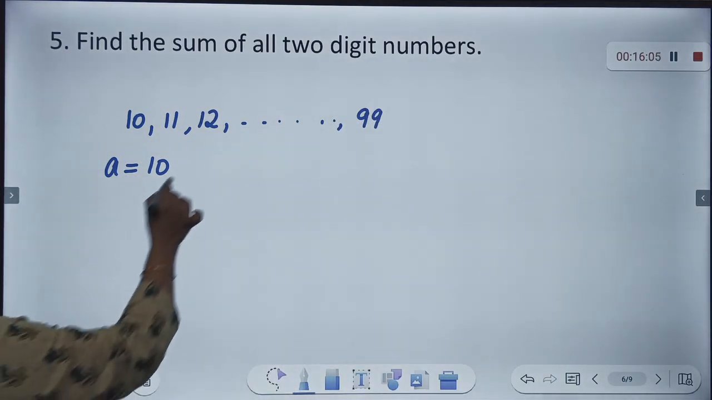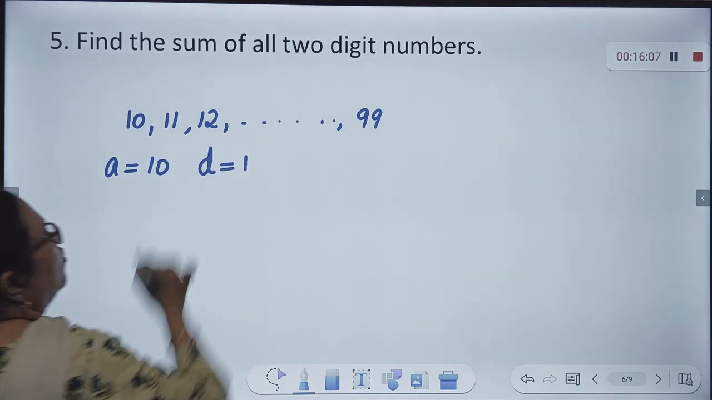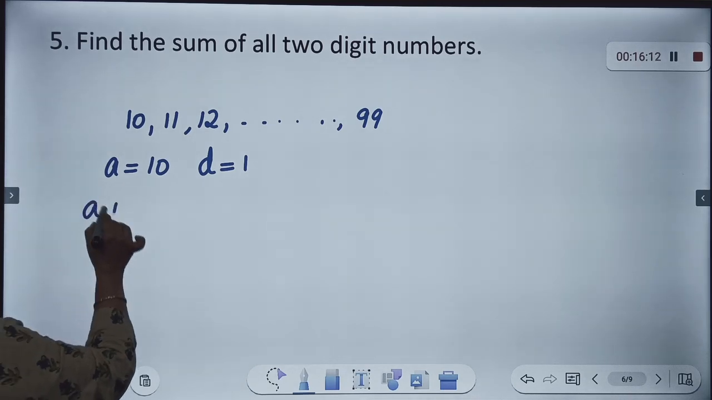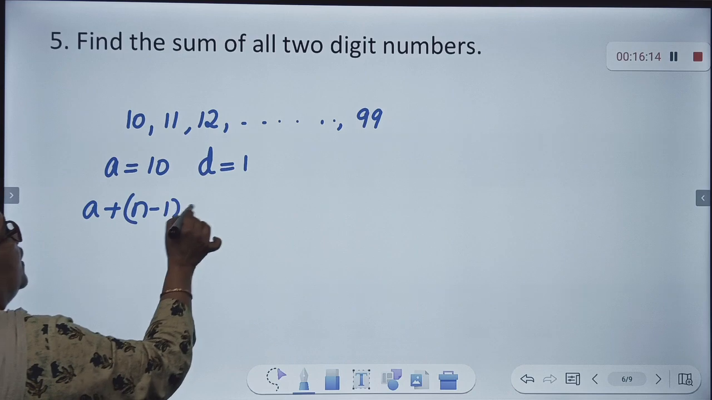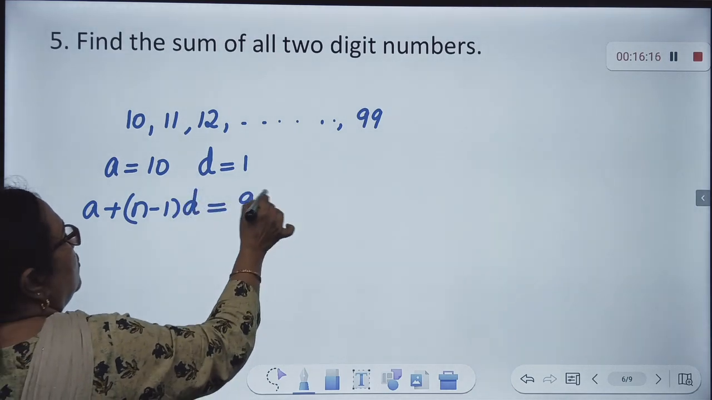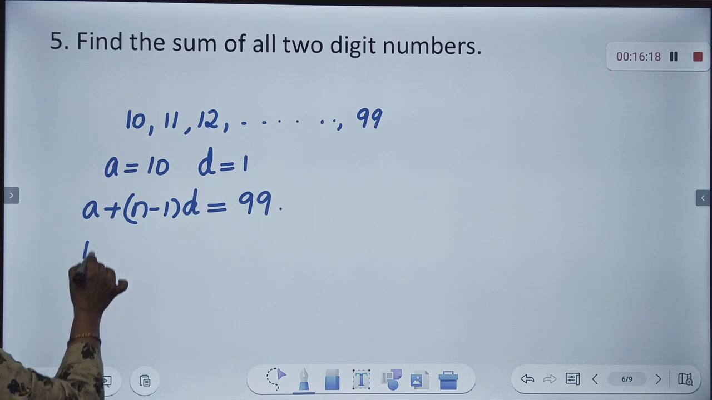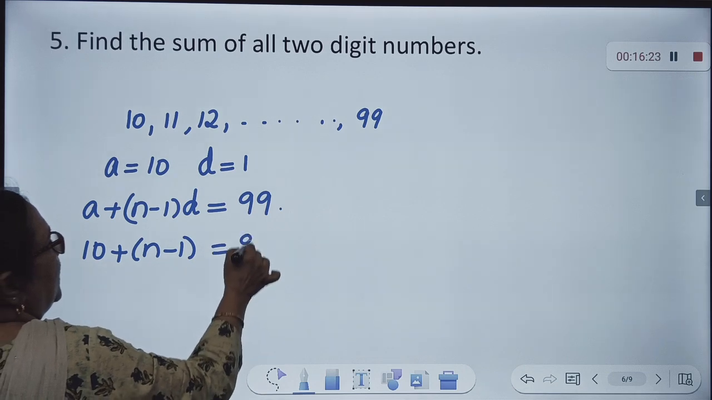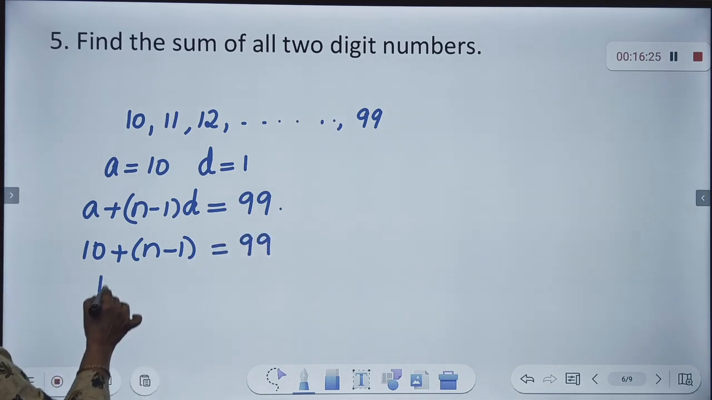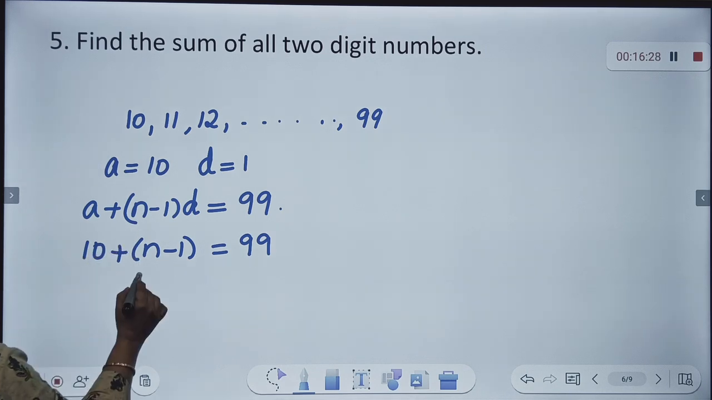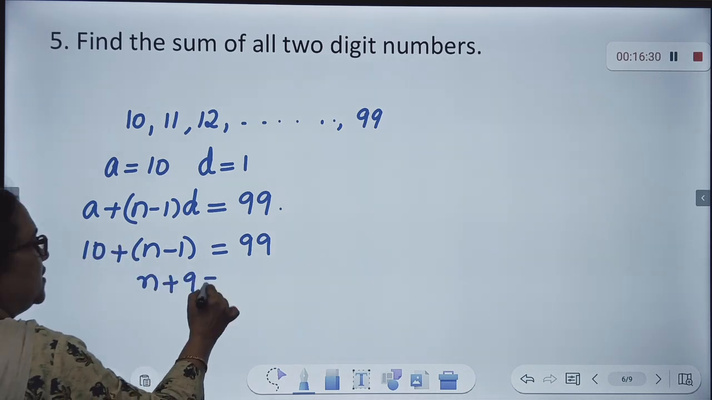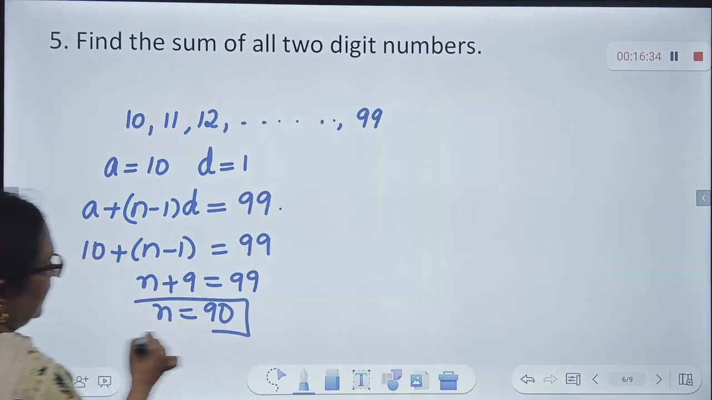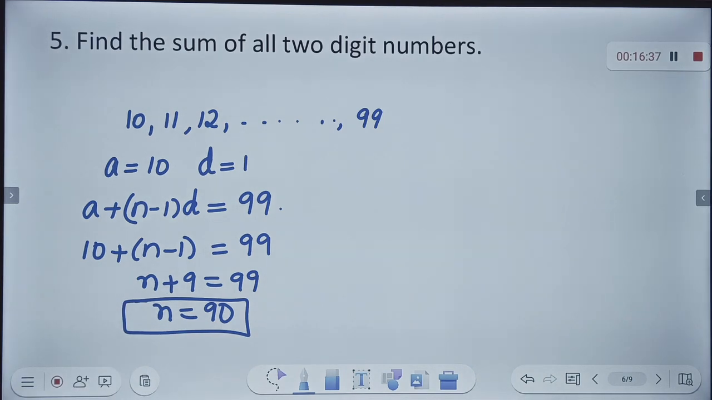So here A is 10, D equal to 1. How many numbers are there? So let A plus n minus 1 into D be equal to 99. A is 10 plus n minus 1 into 1 equal to 99. So 10 minus 1 is 9. So n plus 9 is 99. So n equal to 90. So how many terms are there? There are 90 2-digit numbers.